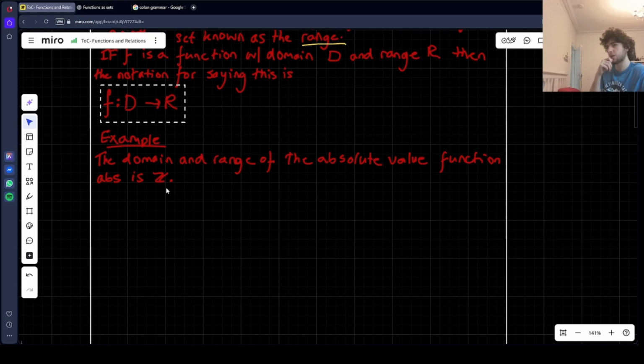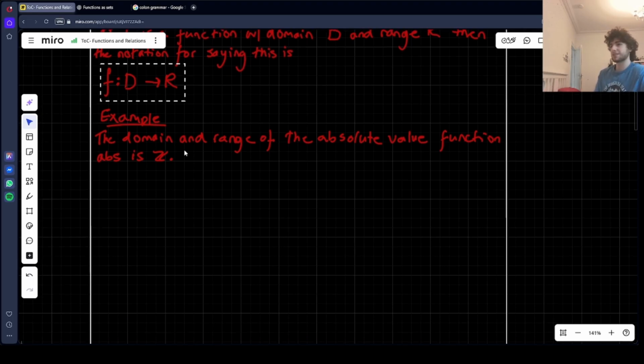So actually, the range won't necessarily be the integers, in the sense that it won't necessarily hit every integer. It will only hit the positive integers and 0. But nonetheless, we can still work with that as a range set, because every positive integer or 0 is still an integer. So that's fine. That's good enough as a range set.